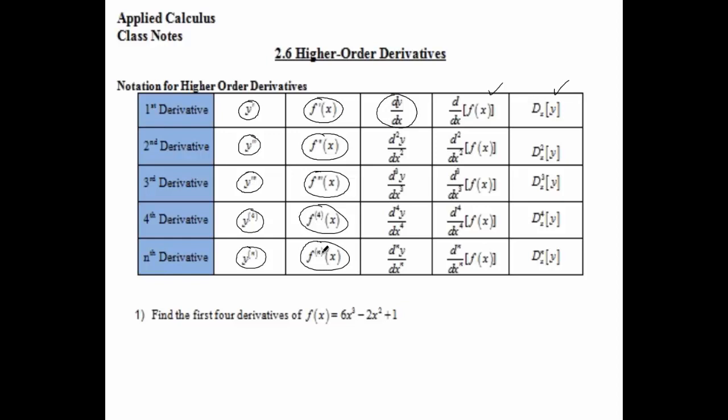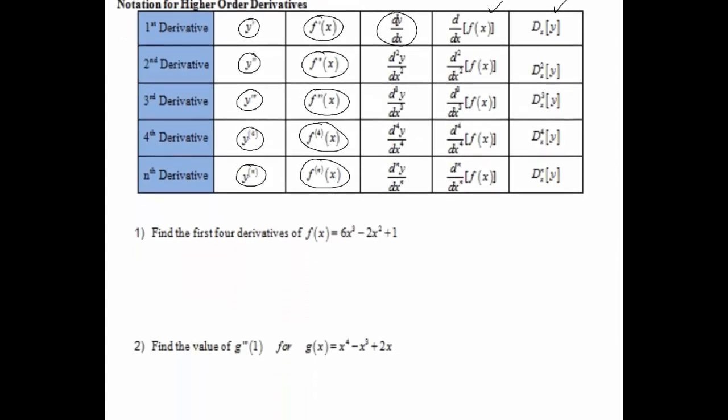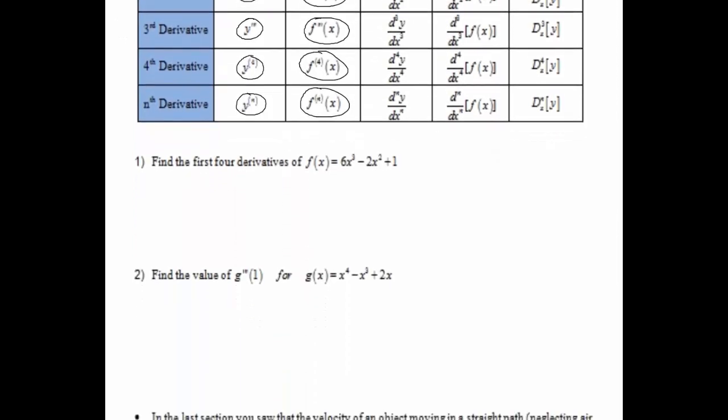Now let's start to use this notation to answer some questions. So the first question says, find the first 4 derivatives of f of x. If we look at this, this is our simple polynomial function. So we can use our power rule, and f prime of x, or the first derivative of x, is 18x squared minus 4x, and the derivative of any constant becomes 0.